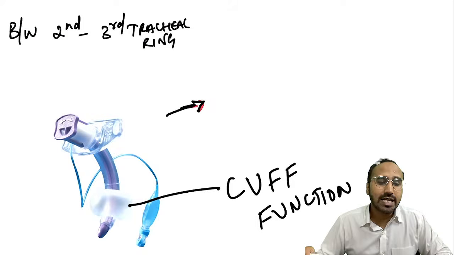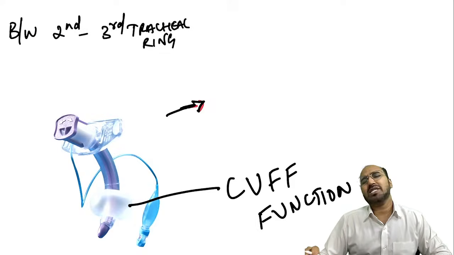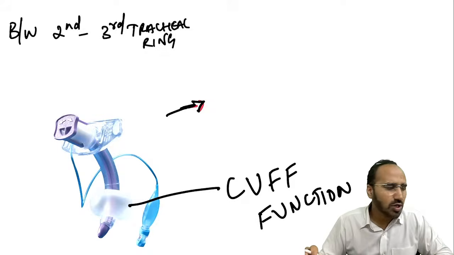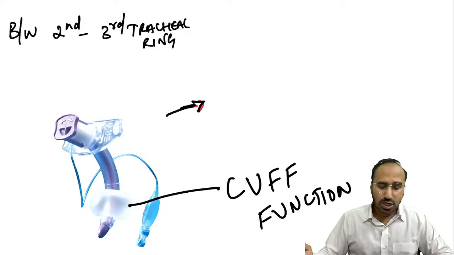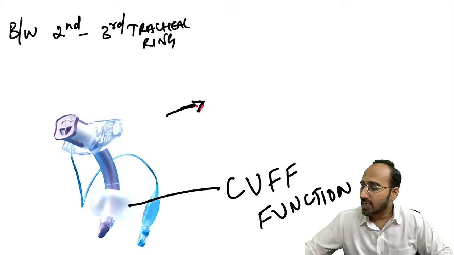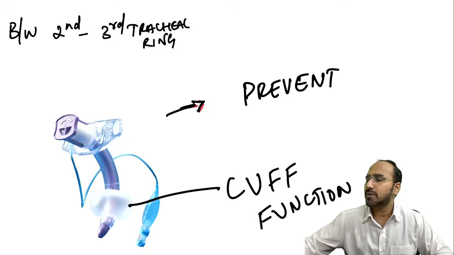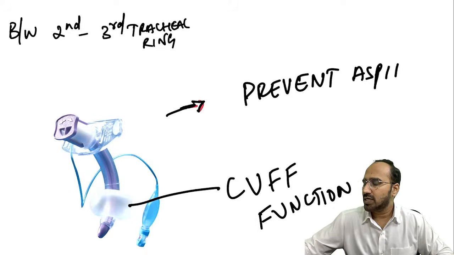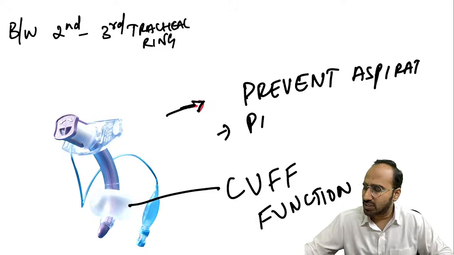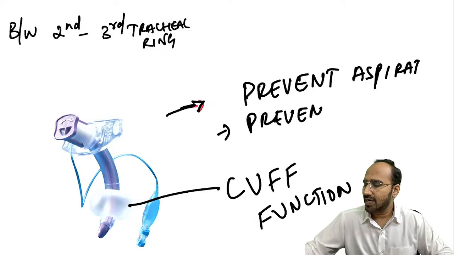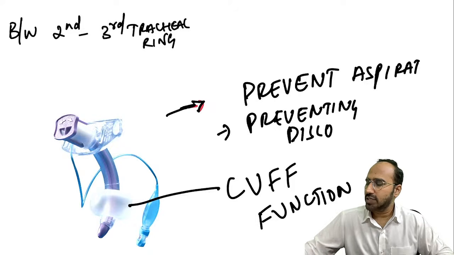Okay, this is the tracheostomy tube, guys. There has been one question asked, like, what is the function of the tracheostomy tube cuff? Okay, so remember, tracheostomy tube cuff function is what? It prevents aspiration, same like any endotracheal tube, and also helps in preventing dislodgement of the tube.